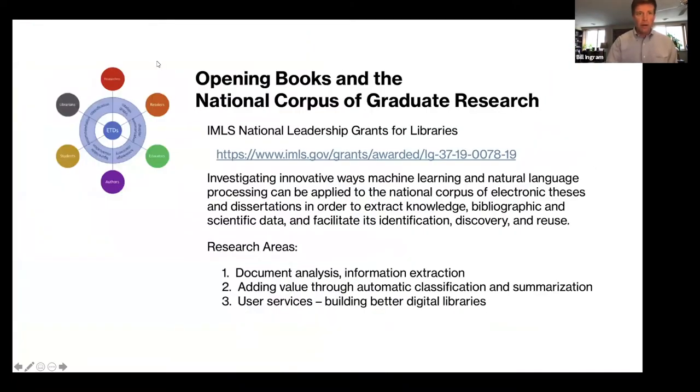I am a librarian at Virginia Tech and a researcher. My research explores the application of computational methods and techniques on library collections. So the idea of collections as data and using computational methods to mine. I'm interested in machine learning, natural language processing, and the like.